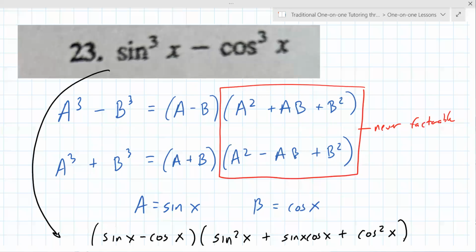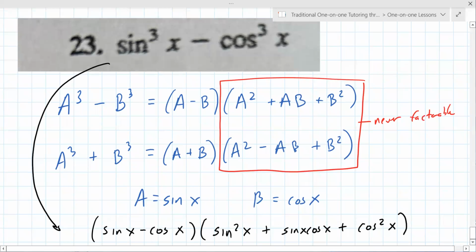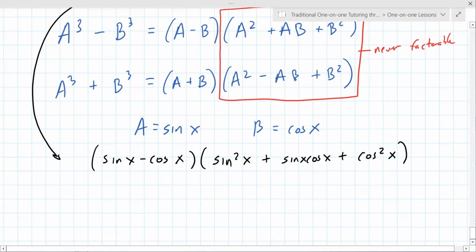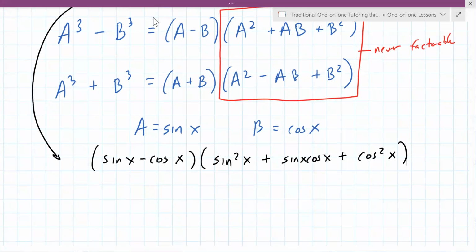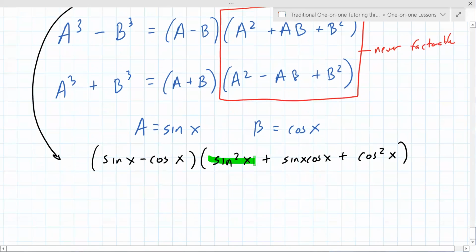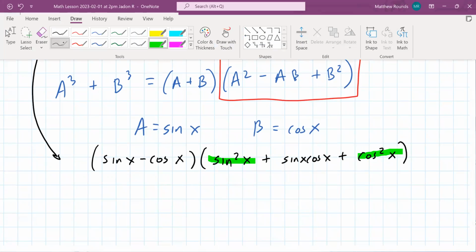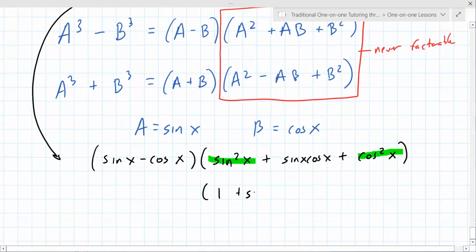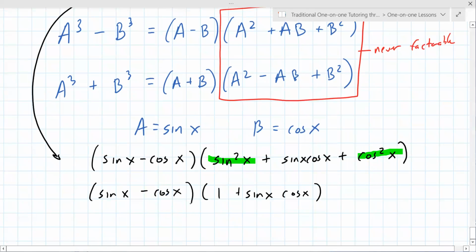We're almost done, almost there. Whenever you see a sine squared plus a cosine squared, and if you take more math, this will come up over and over again, these always make one. So it becomes 1 plus sine x cosine x, times sine x minus cosine x. And you do not multiply. You don't say, let me combine these back together, because then you're going backwards. Then you're going back where you started.